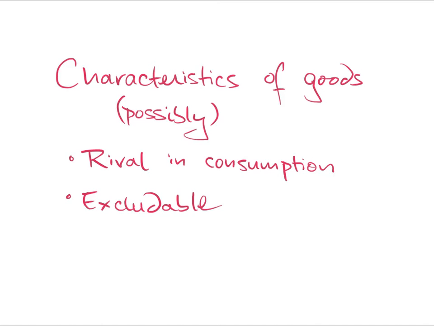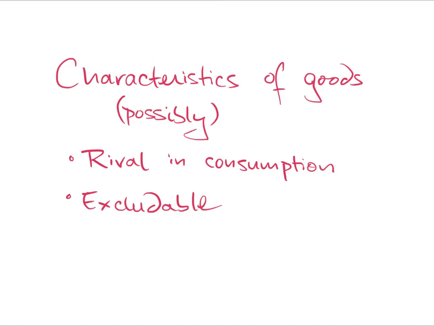A second characteristic that goods can possibly have is being excludable. Excludable means that we can prevent people from using that good. Again, roads provide us a good example of the difference between excludable and not excludable. A public highway is not excludable. Anyone can drive on that road, whereas a toll road is an excludable road. A person is prevented from driving on that road if the person doesn't pay the toll.